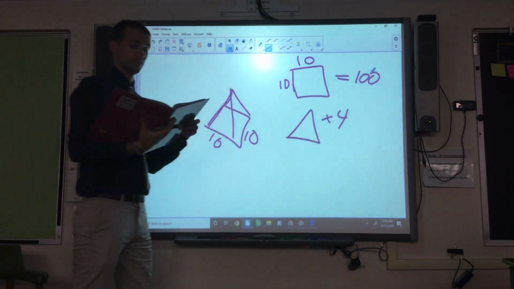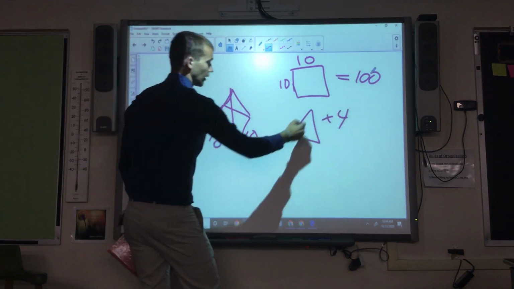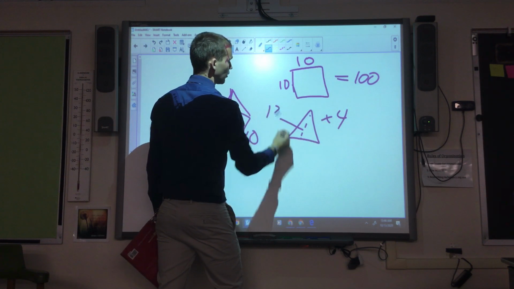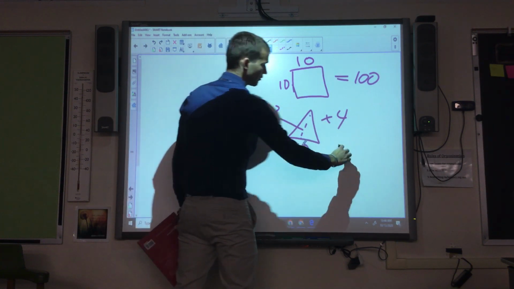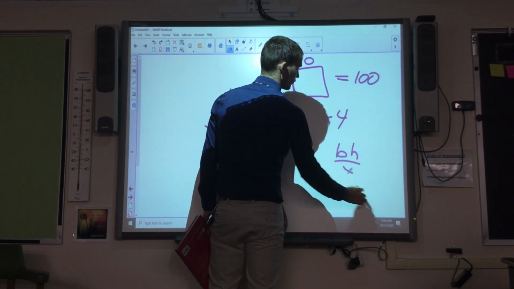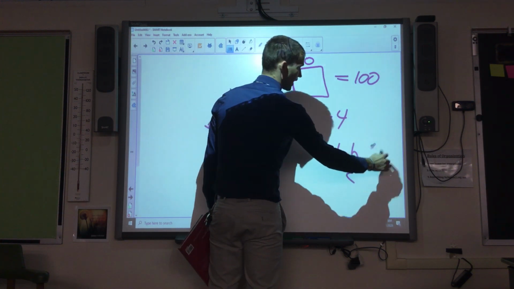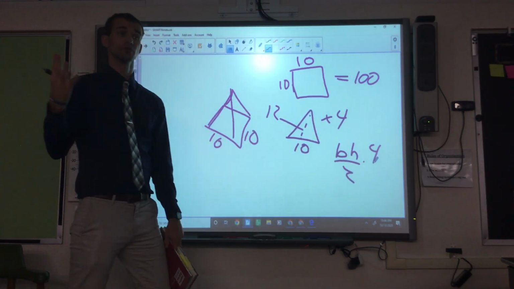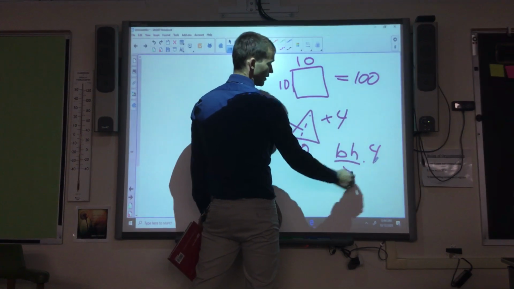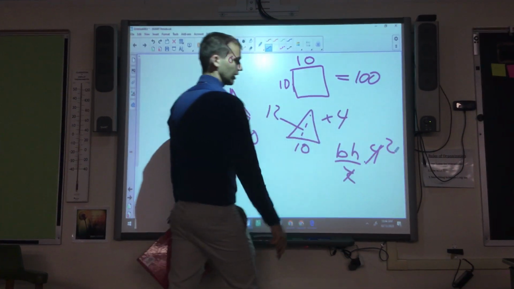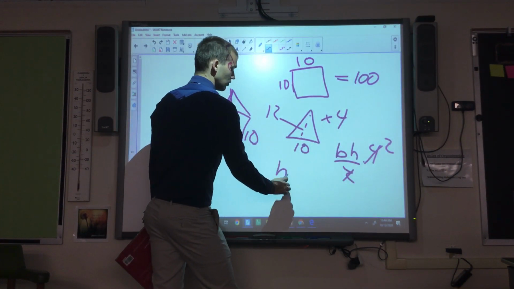But then I look at what other dimensions they give us. Well, they say the height is 12, the bottom is 10. I know base times height over 2, and I even know base times height over 2 times 4, because there are going to be 4 triangles. So even before I put the base and the height in there, I can say it's going to be whatever base times height is over 2.